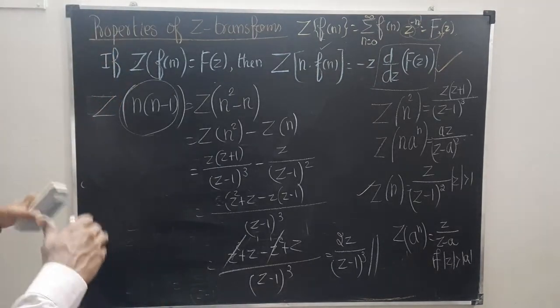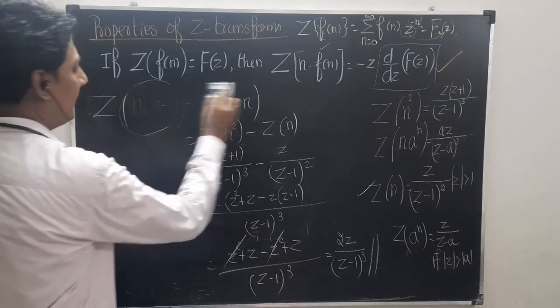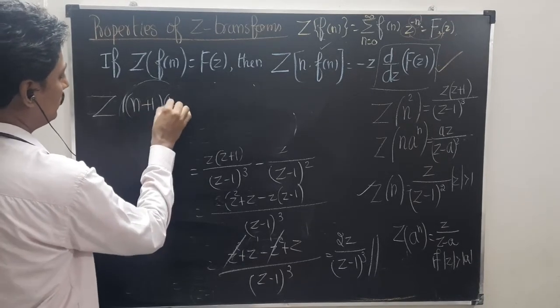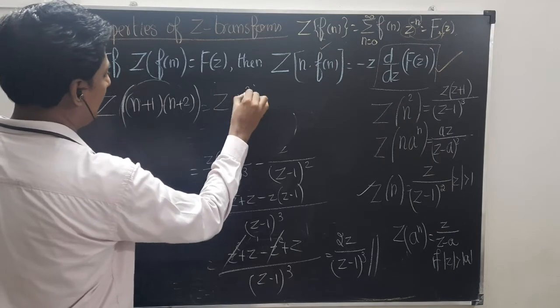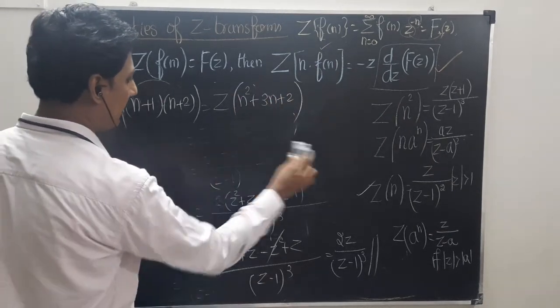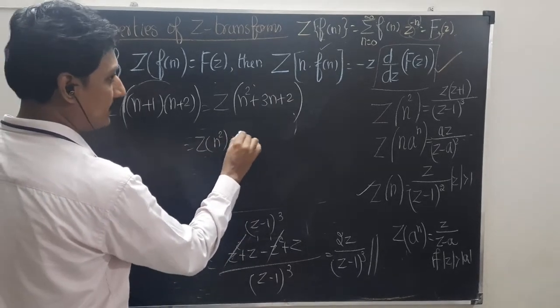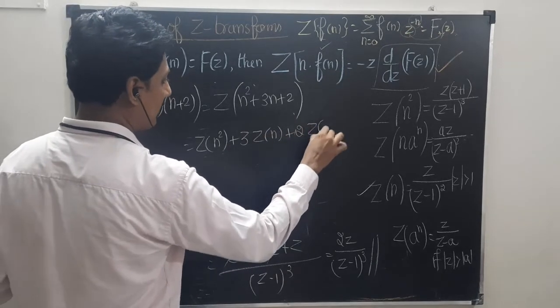In the same way we can do as much as possible. One more result: n plus 1 into n plus 2. The same idea: the Z transform of n squared plus 3n plus 2. By using the linear property, we can go for it: the Z transform of n squared plus 3 times the Z transform of n plus 2 times the Z transform of 1.